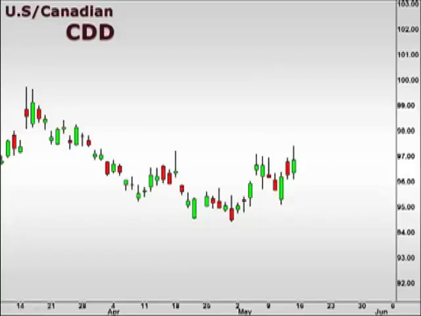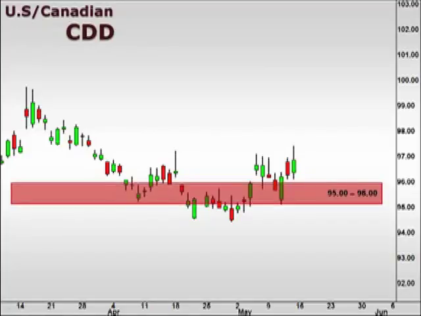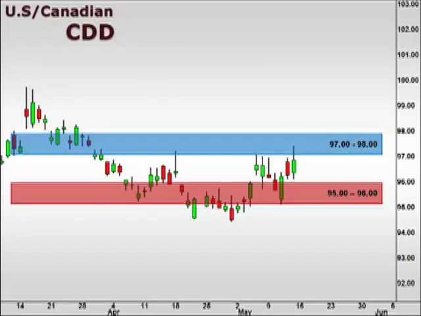Let's take a look at the CDD, the US dollar versus the Canadian dollar. Well, the CDD slipped back to test the 95 support early in the week, but bounced to close Friday just below 97. Now, a break above the 97-98 focal zone opens the window for continued strength for the US dollar against the Canadian dollar.